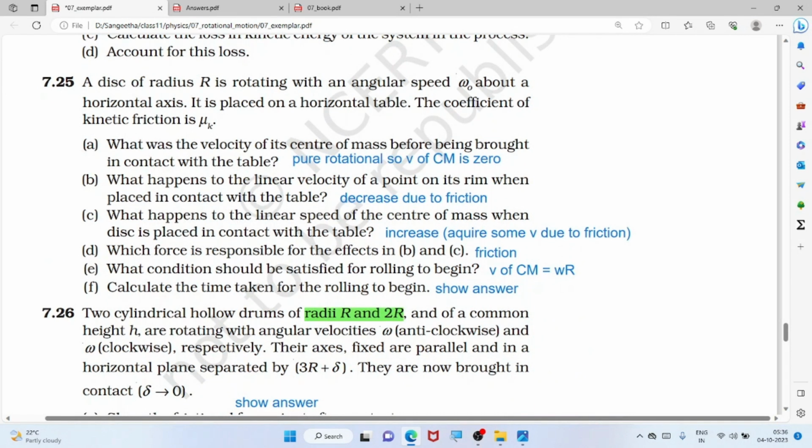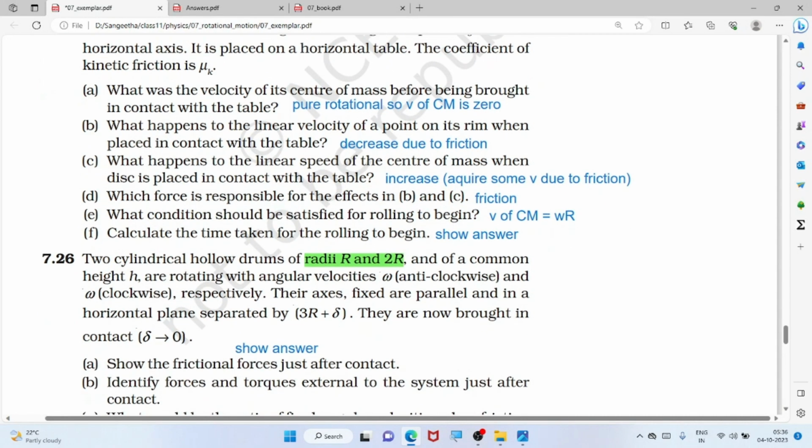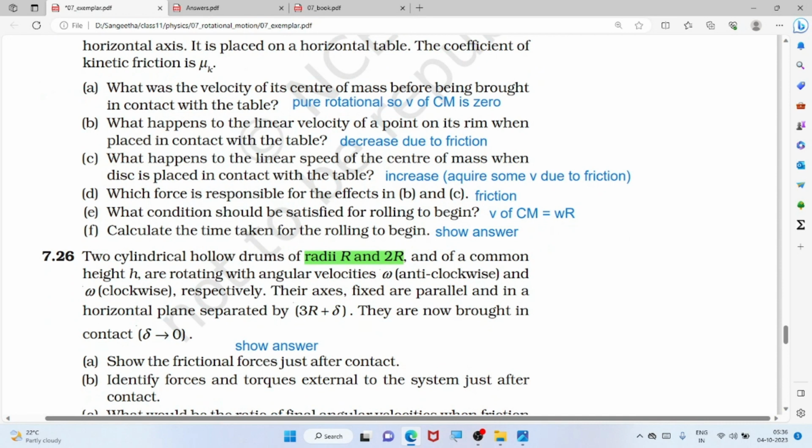A disk of radius r is rotating with angular speed ω about the horizontal axis and is placed on a horizontal table. The coefficient of kinetic friction is given. What was the velocity of the center of mass before being brought into contact with the table? So the velocity will be 0 before contact with the table. Pure rotational motion. The velocity of the center of mass is 0.